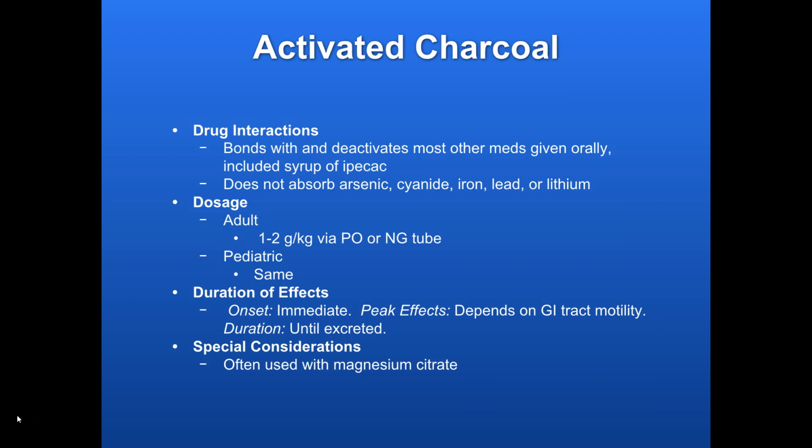The dosage for adults and kids is the same. It's going to be 1 to 2 grams per kilogram via PO, which is taking it orally, or you can put it down an NG tube. I would be very cautious with doing it via NG tube unless it is confirmed that it is in the gut, not in the lungs. You don't want to get it in the lungs.